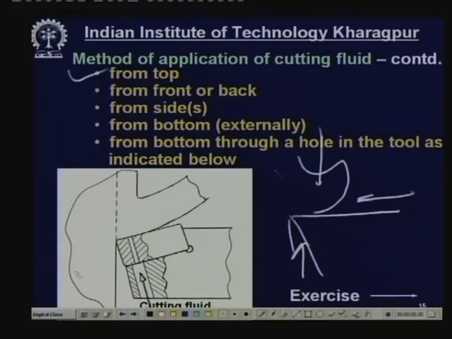And here is another method shown over here, from bottom through the tool, because the main source of heat is the chip tool interface rubbing in this region. So, the cutting fluid does not reach here if applied conventionally. So, what is done? A through hole is made through the cutting tool and cutting fluid is pushed through this under high pressure, and it reaches the chip tool interface to some extent, and that helps lubricating and cooling much better.